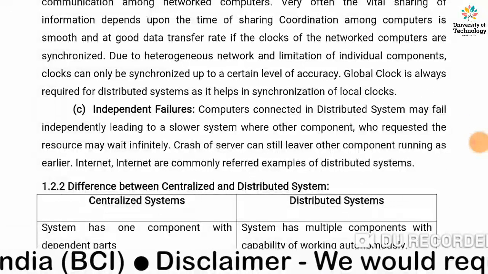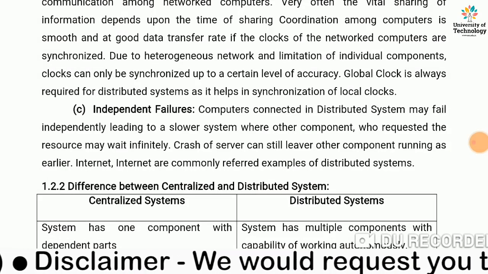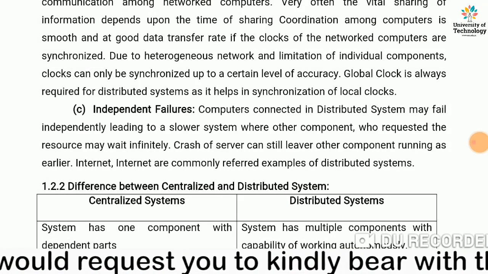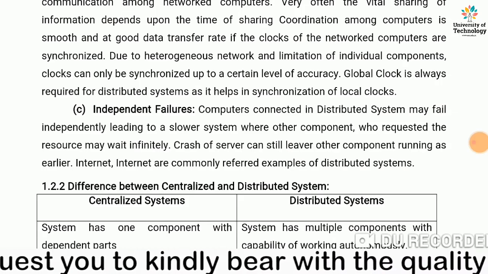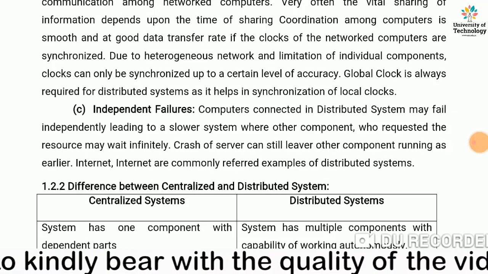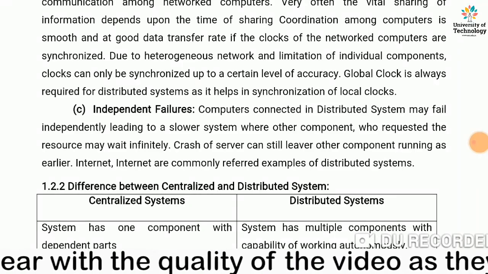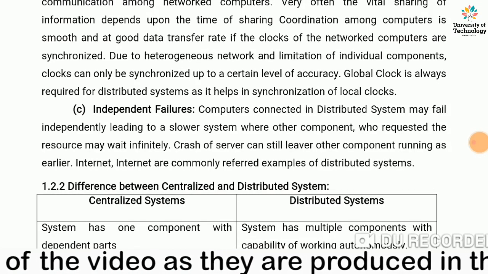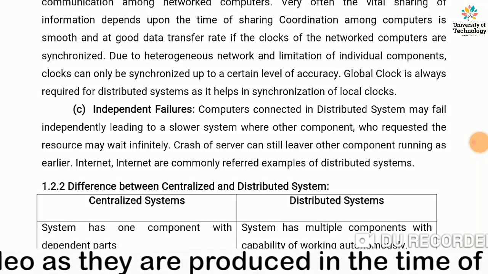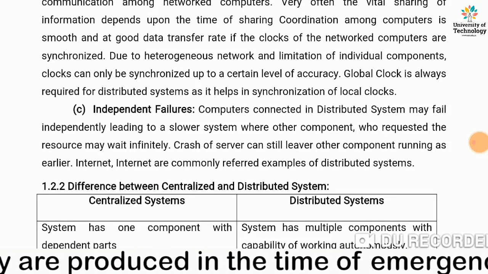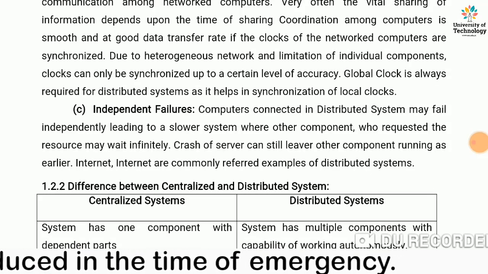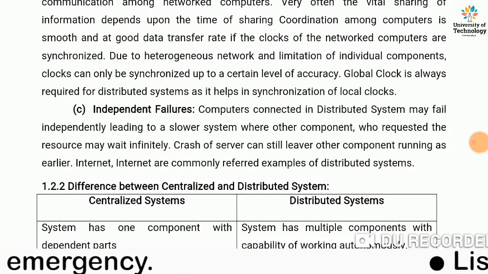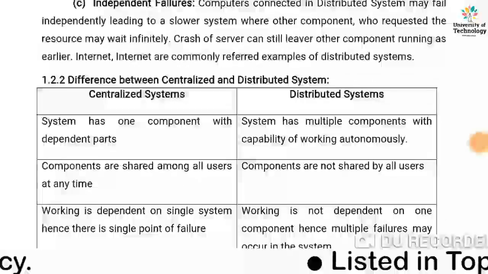Next, independent failures. Computers connected in a distributed system may fail independently, leading to a slower system where another component that requested the resource may wait infinitely. A crash of the server can still leave other components running as earlier. The internet and intranet are commonly referred examples of distributed systems.